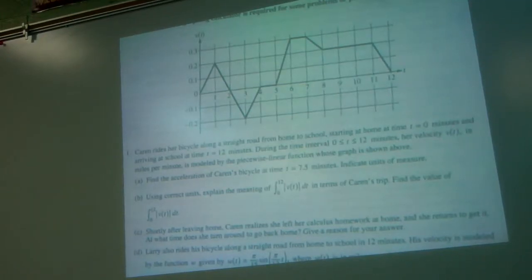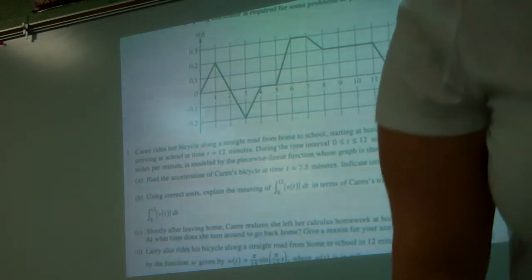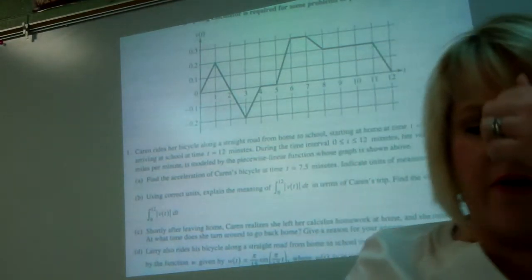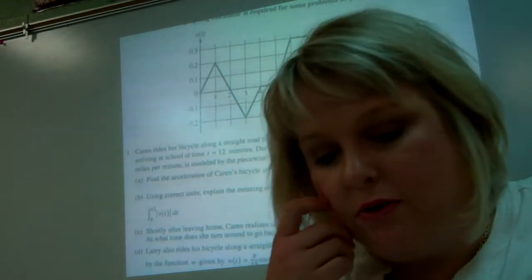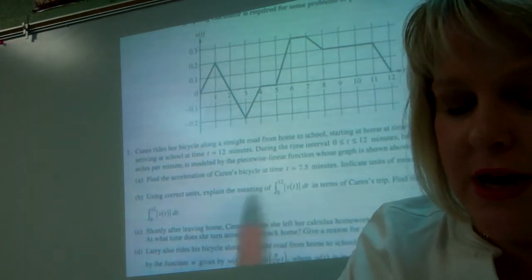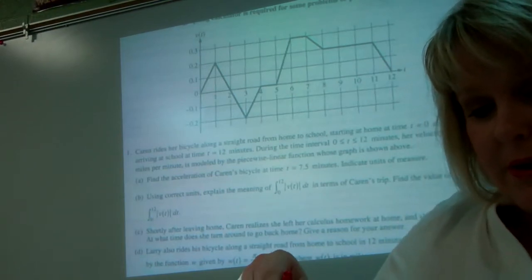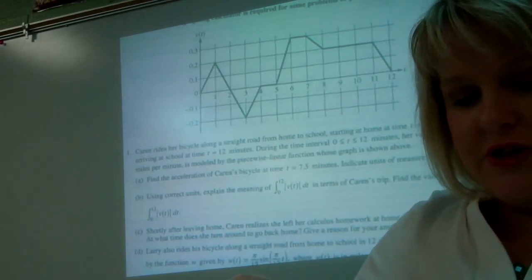Okay, so Karen rides her bicycle on the straight road from home to school, starting at home at time t equals 0 minutes, arriving at school at time t equals 12 minutes. During the time interval 0 to 12 minutes, her velocity in miles per minute is modeled by the piecewise linear function whose graph is shown above.